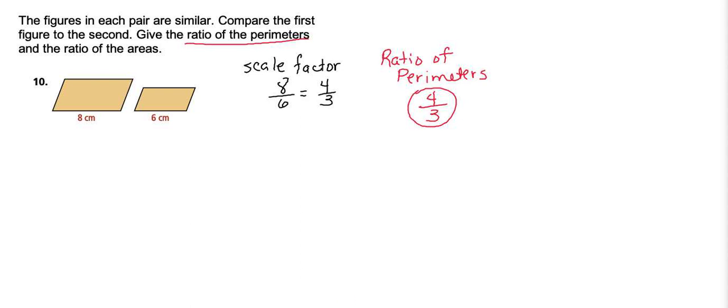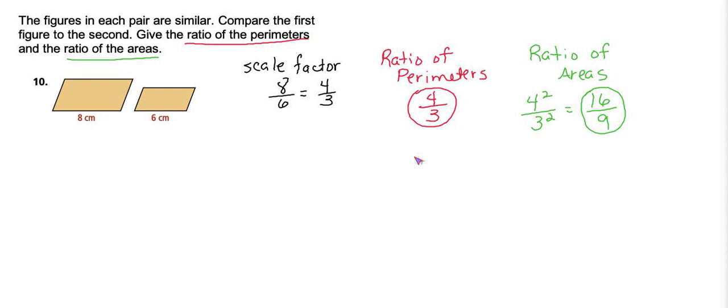And what about the ratio of the areas? Let's see, we'll color code. That can be green. So ratio of areas, is it the same? No, the ratio of the areas would be 4 squared to 3 squared. And in this case, that's going to be 16 to 9. So if the scale factor is 4 to 3, the ratio of the perimeters is 4 to 3, and the ratio of the areas is 4 squared to 3 squared, which is 16 to 9.